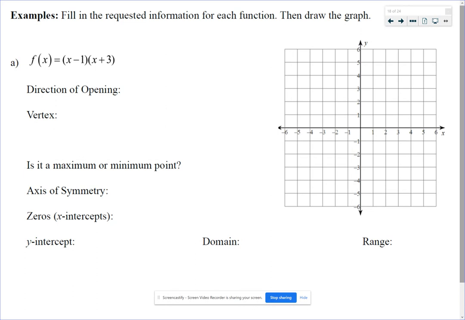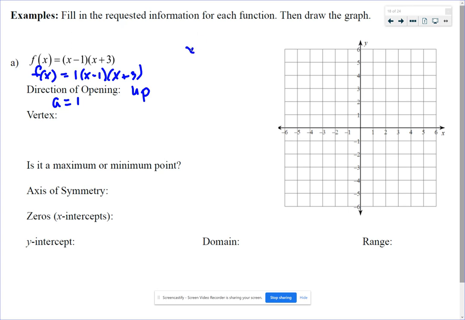So, direction of opening. This is 1 times x minus 1 times x plus 3. So a is 1, so it's going to open up because a is positive 1. I'm going to find my intercepts next, my x-intercepts. I'm not going to go through them in exactly this order; I'm going to do things a little out of order. I'm going to find my x-intercepts next because this factored form is easy to work with.